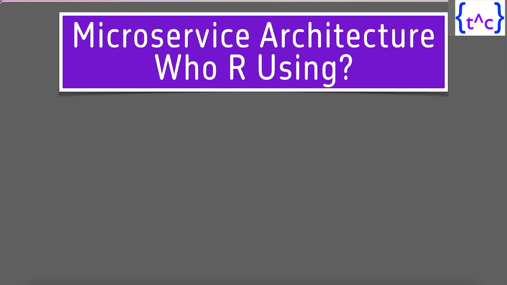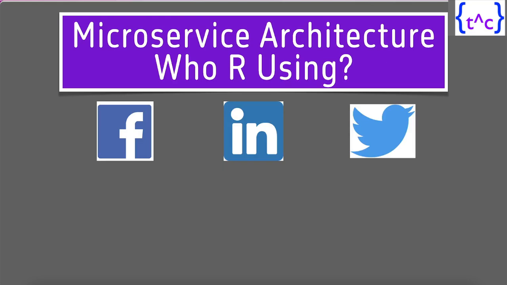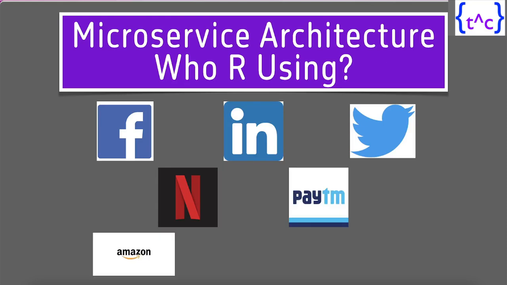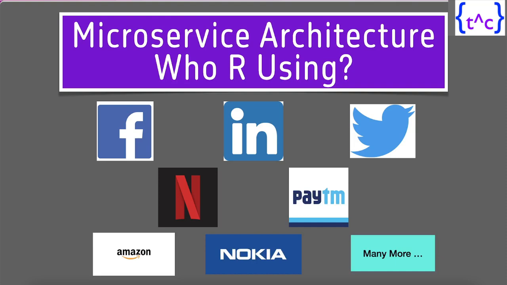Okay, so let us have some examples now. Facebook, LinkedIn, Twitter, we all know all this, right? We all use all these things. Netflix, Paytm, Amazon, Nokia, and many more. These are very few names I have mentioned. There are many more organizations who are already using microservices architecture or are moving towards microservices architecture because of the benefits it provides. All right.